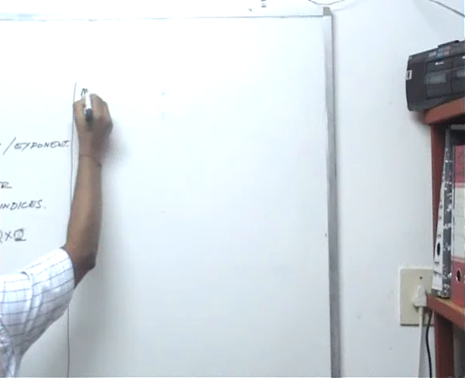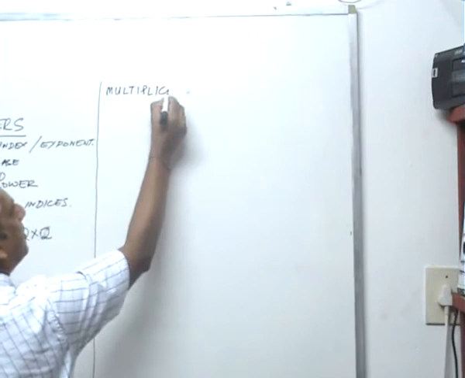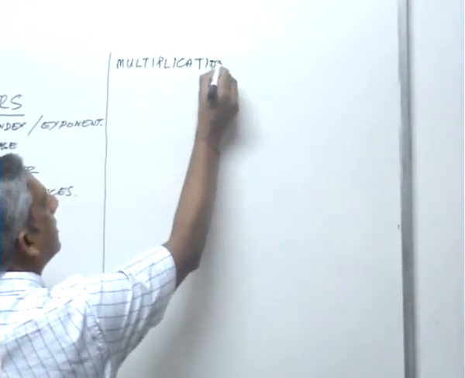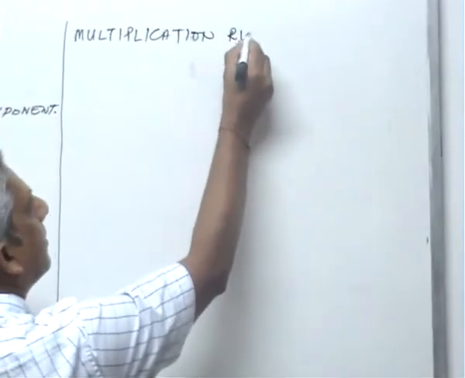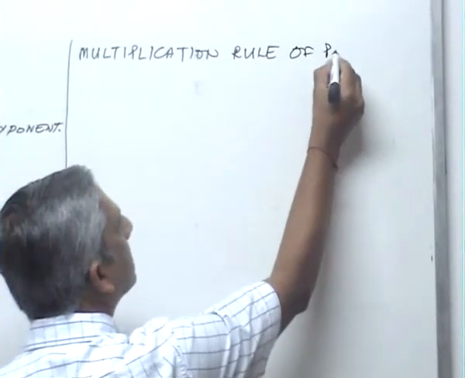We learned two rules this morning on powers. The first rule is called the multiplication rule of powers.